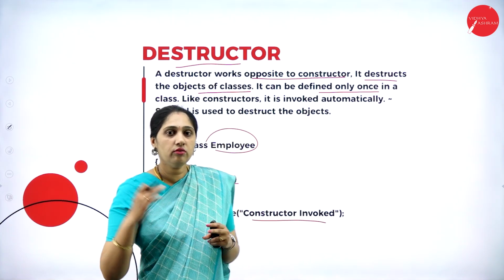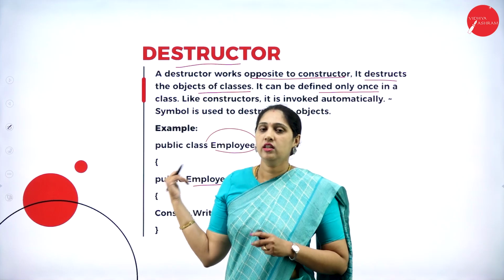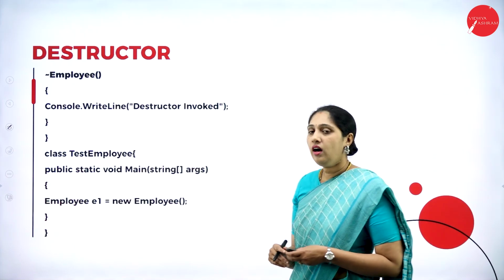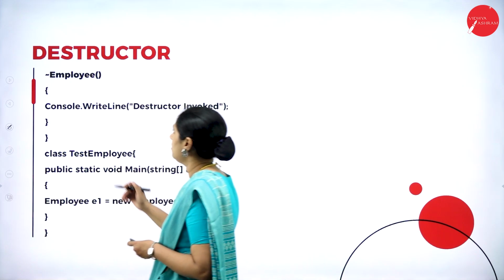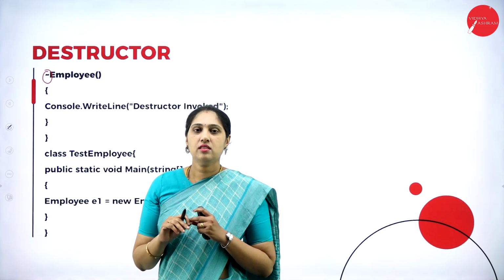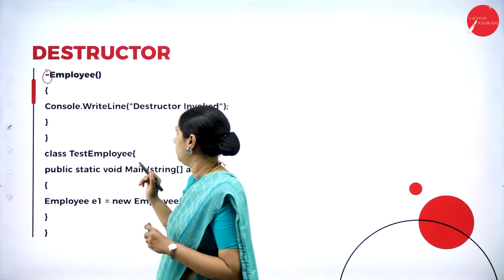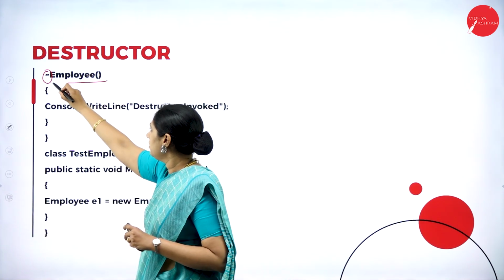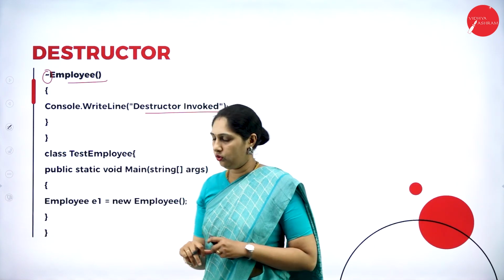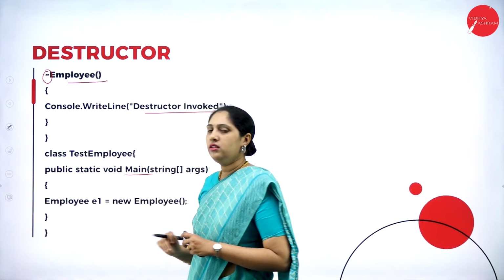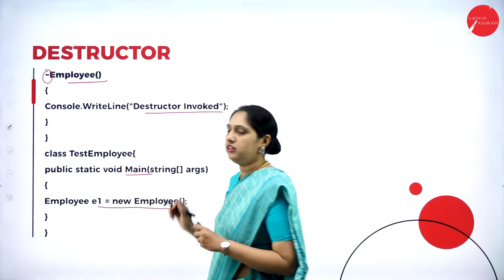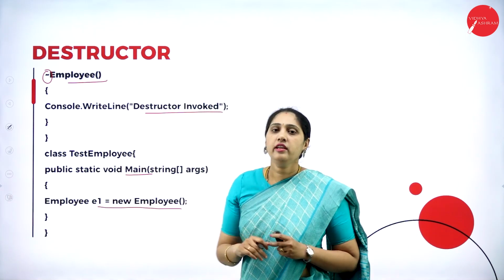Then what do we have to do? We have to destruct this constructor. How to destruct? We have to use this symbol, the tilde. When I see the symbol, it is nothing but the destruction of the constructor. So the same class name with this symbol, and we give a message, destructor is invoked. In the main method, you just create an object using the default constructor, then it will be applied.